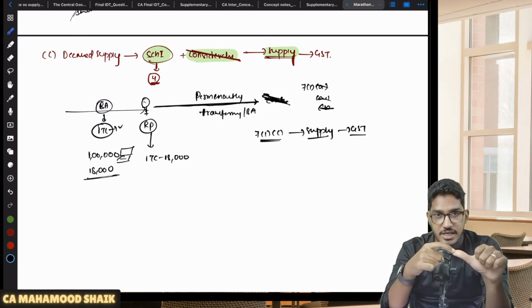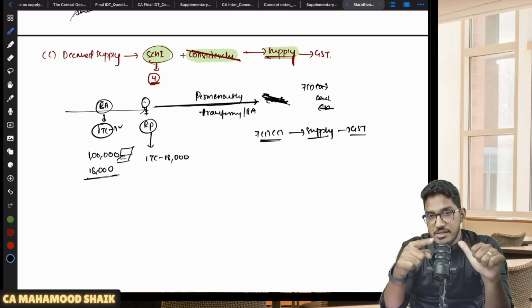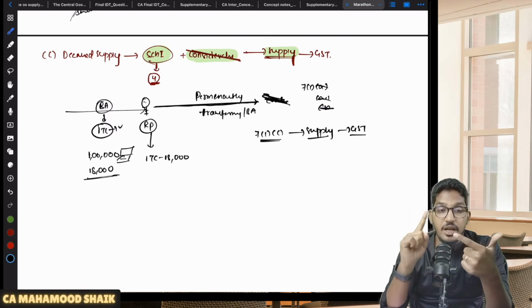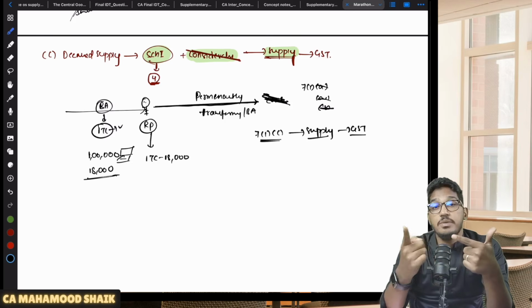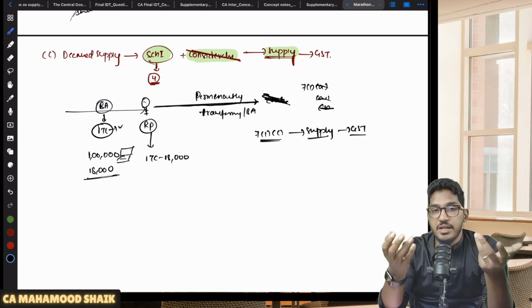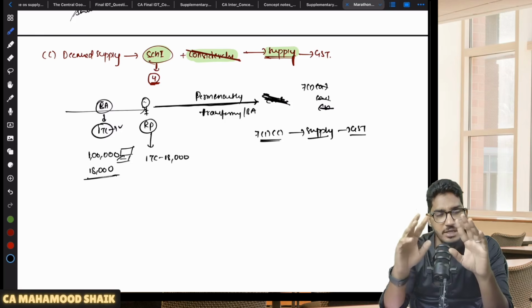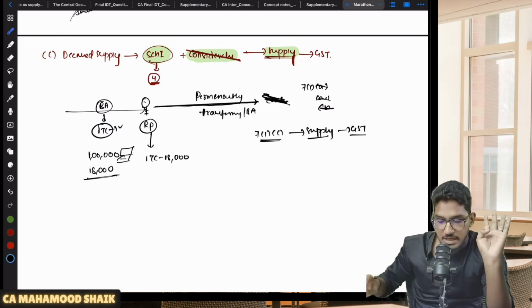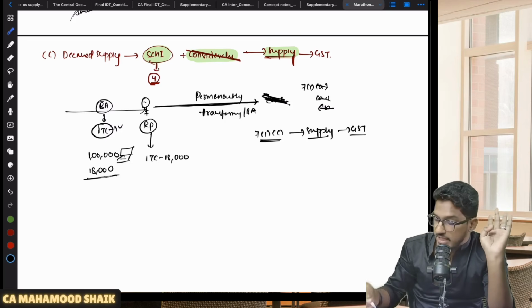So number 1, first condition, it should be such a business asset on which you should have availed input tax credit. Number 2, the transfer should be permanent. Transfer or disposal must be permanent. It should not be temporary. If it is a temporary transfer or disposal, once again it will not be deemed as supply. So this is what para number 1 of Schedule 1 says. Clear everyone? Right.